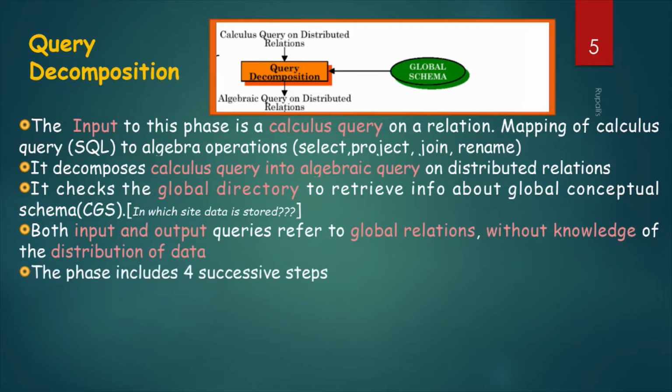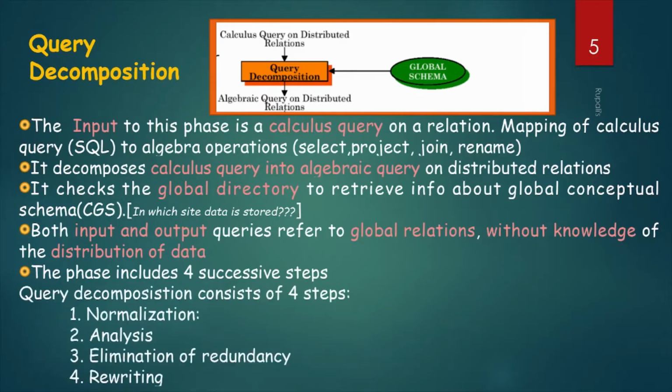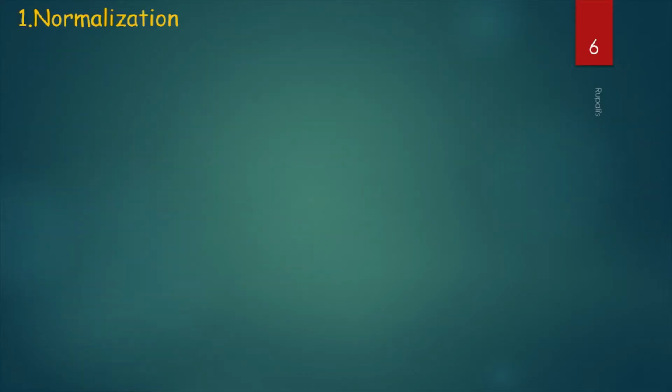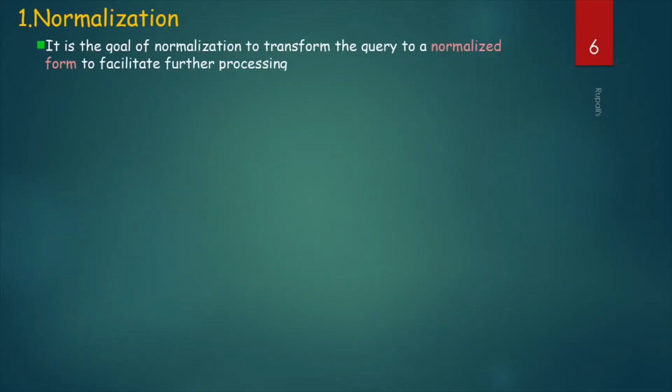There are 4 successive steps. We have to learn each and every step in detail later. So, the successive steps are normalization, analysis, elimination of redundancy and rewriting. So, the first one is normalization. What is the goal of normalization? The goal of normalization is to transform the query to a normalized form to facilitate further processing. We will learn each and everything in detail.